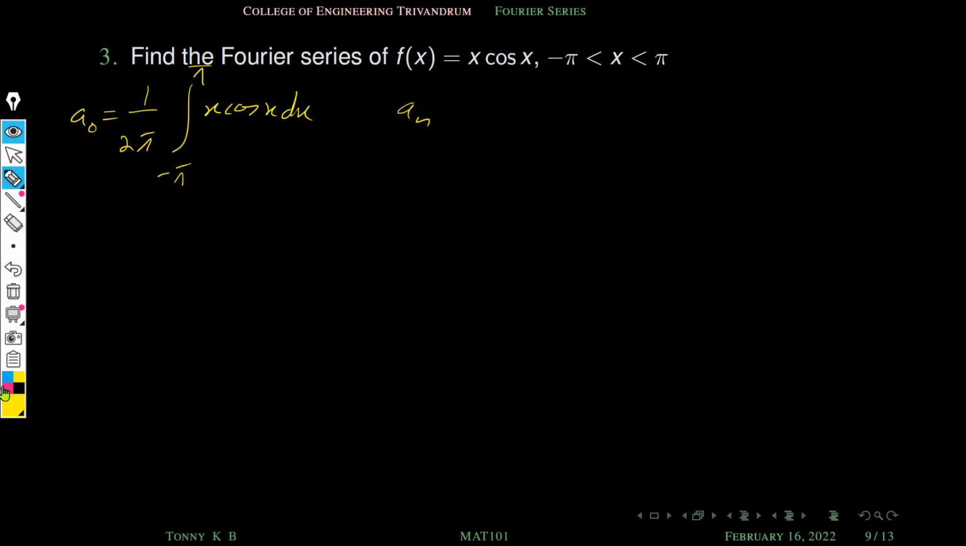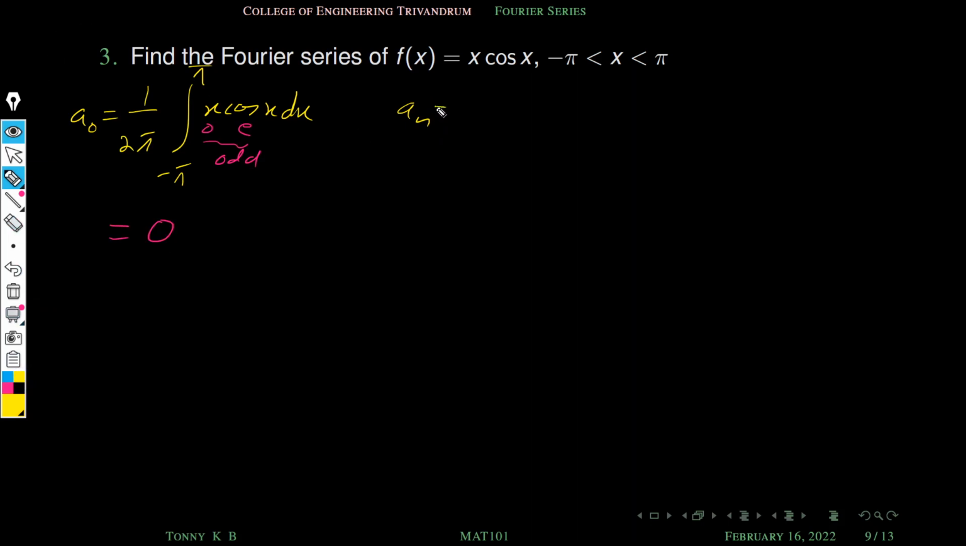And what about this function x? x is an odd function, right? What about cos x? It is an even function. So its product is an odd function. So this entire function is an odd function, right? So the integral from minus a to plus a of this is 0.